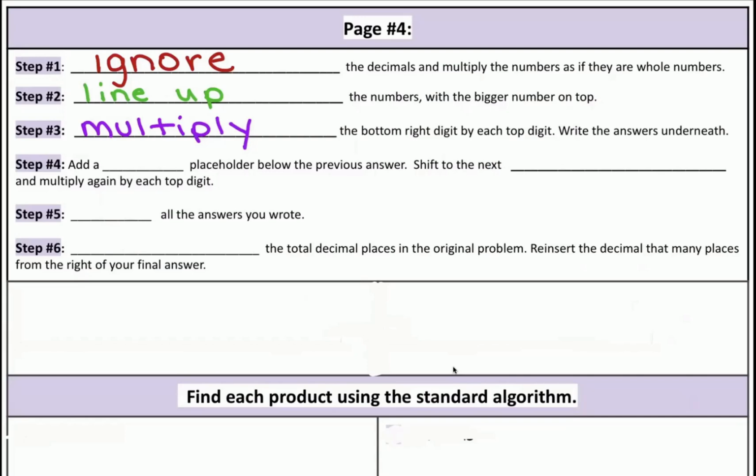And we'll write the answers underneath. And it's okay if this isn't totally clicking yet. We want to have these notes so we can refer back to them when we're practicing. Step 4, add a 0 placeholder below the previous answer and shift to the next digit. Then you're just going to repeat those steps again. Once you've multiplied all of the bottom digits by the top digits, you'll add all the answers you wrote, and then we'll count the total decimal places in the original problem, and we'll reinsert the decimals that many places from the right of our final answer. So once again, it's okay if this isn't totally clicking yet, but it's important we have this to refer back to.